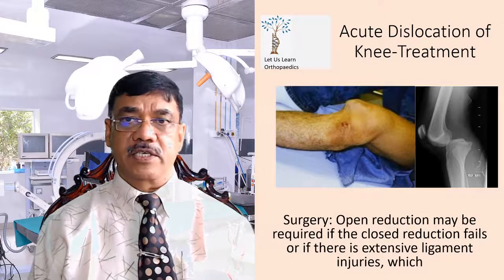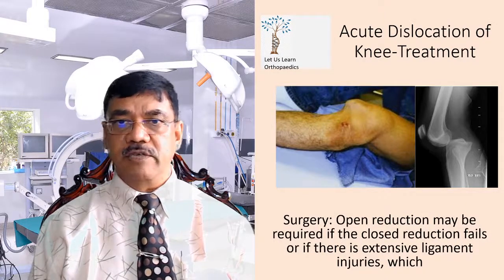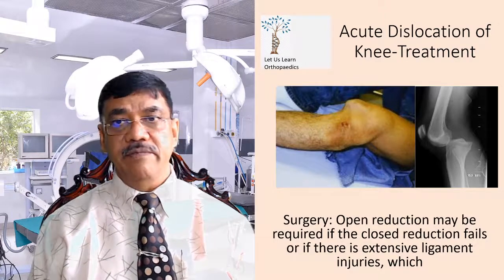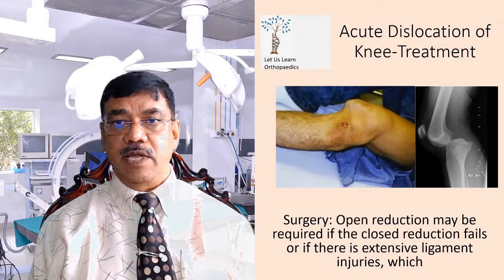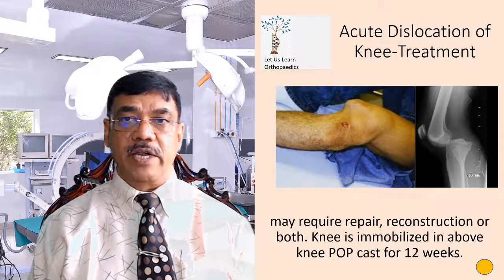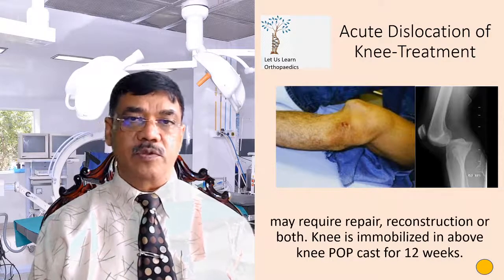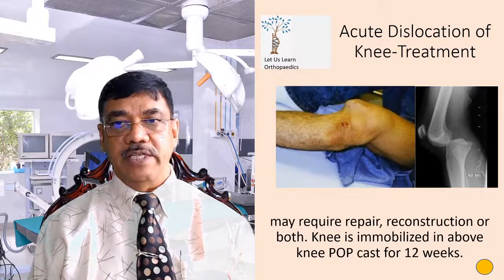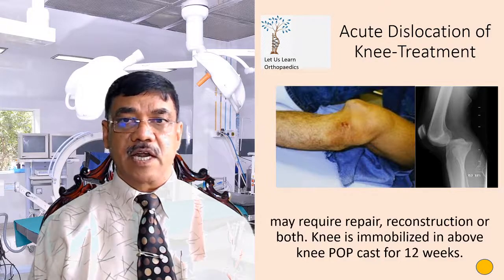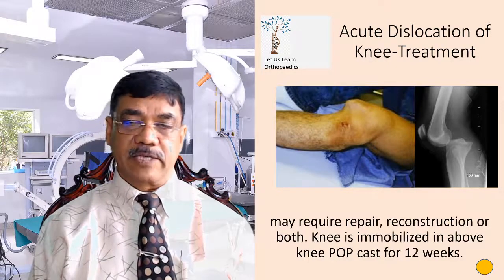Surgery: open reduction may be required if the closed reduction fails, or if there are extensive ligament injuries which may require repair, reconstruction or both. The knee is immobilized in an above knee POP cast for about 12 weeks.